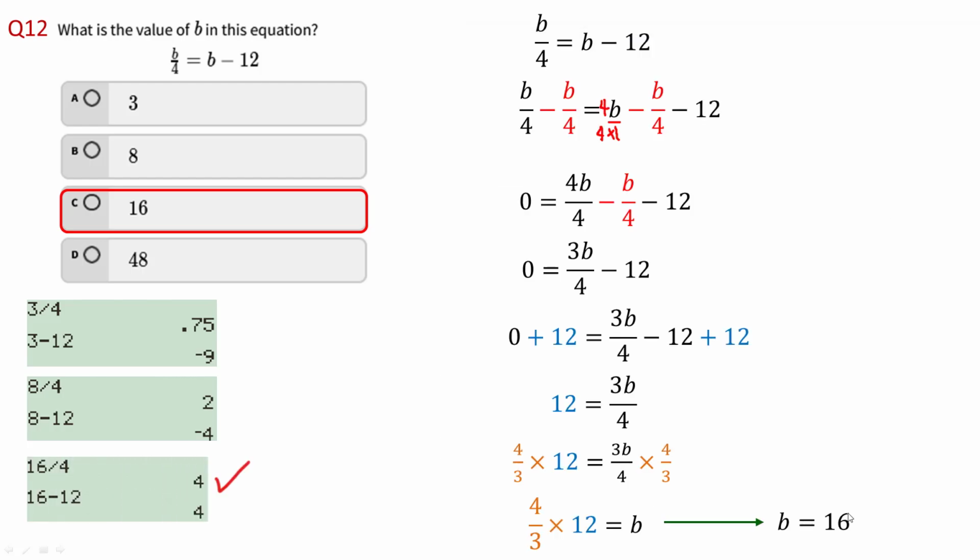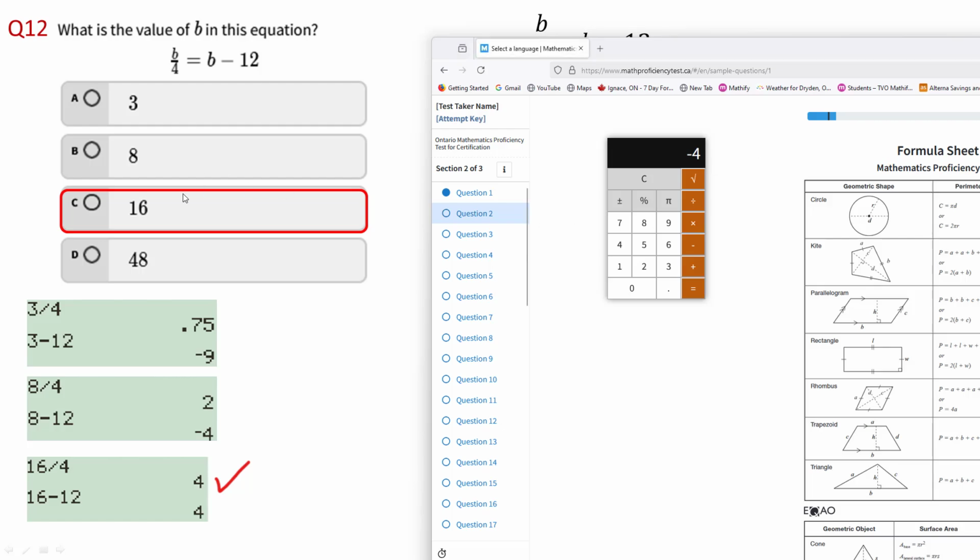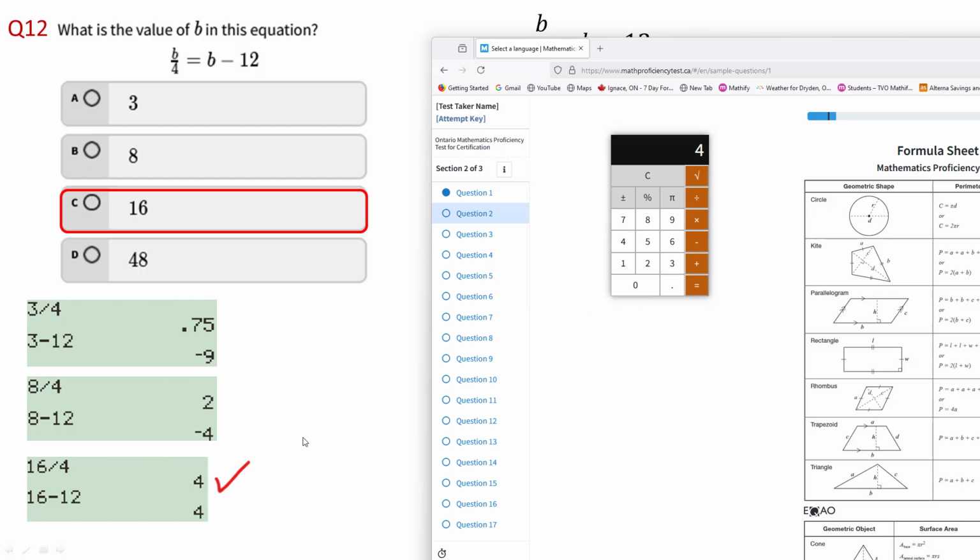Okay, now we know the 16 is the right answer. So if I take my calculator and go 16 divided by 4, see, it does work out to be 4 on the left. And if I put 16 here, 16 subtract 12, see, it does work out to the same 4. And of course, the last answer, 48, is not going to work.